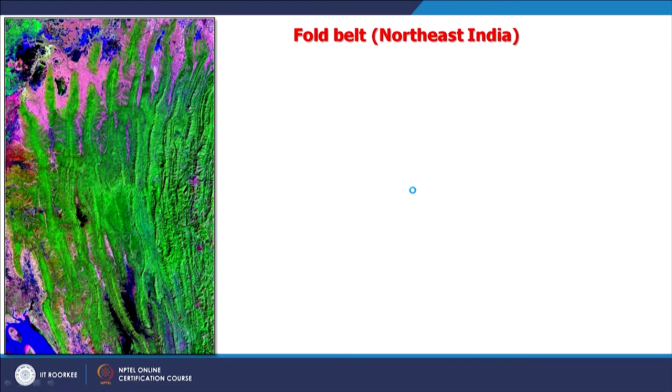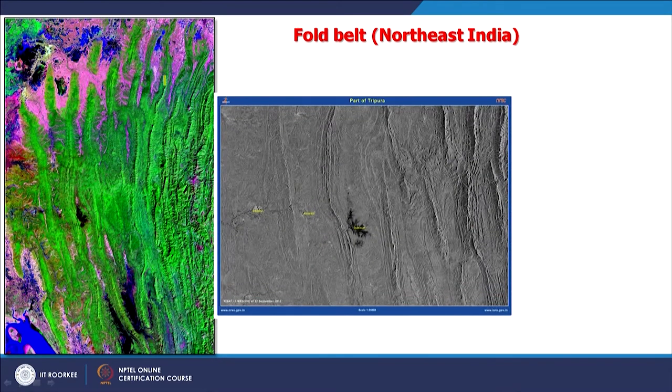Now when we see a further zoomed part of that one, it becomes easier to identify that it is a folded belt area. In between two folds we are sometimes also getting water bodies, and we are also seeing closures of these folds at different locations in the northern part.